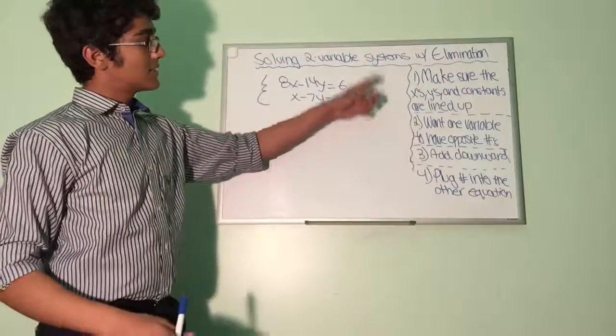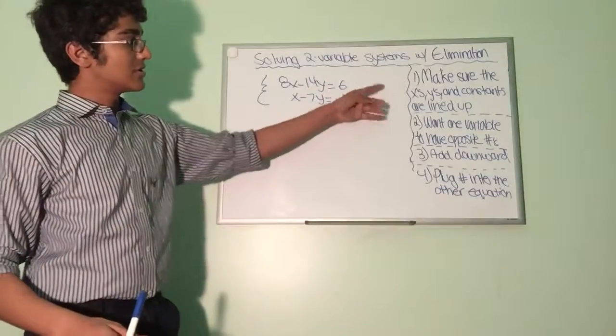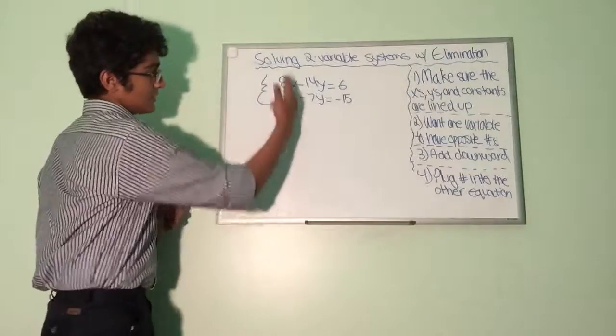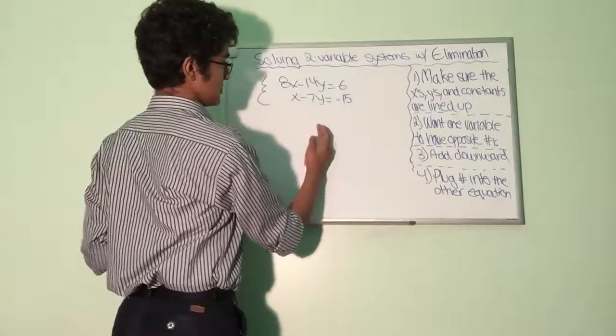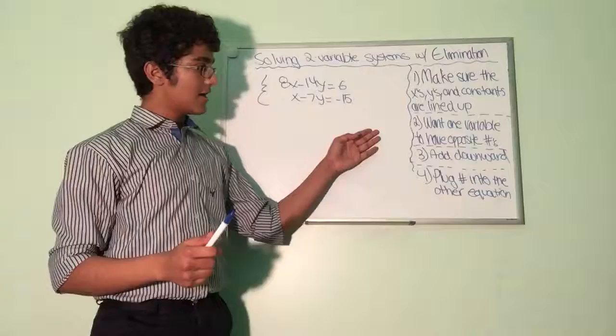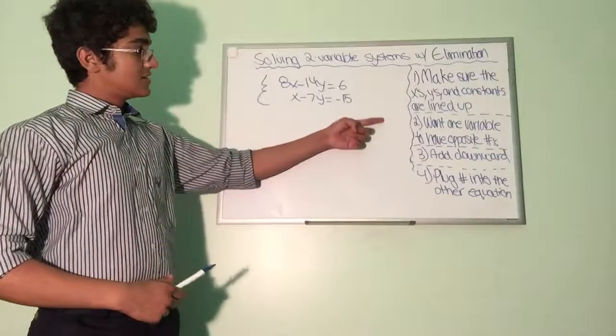So the first step here is telling you to make sure that the x's and the y's and the constants are lined up. So we have the x's lined up here, the y's lined up here, and the constants lined up here. So we don't really need to worry about that. Now let's just move on to the second step.